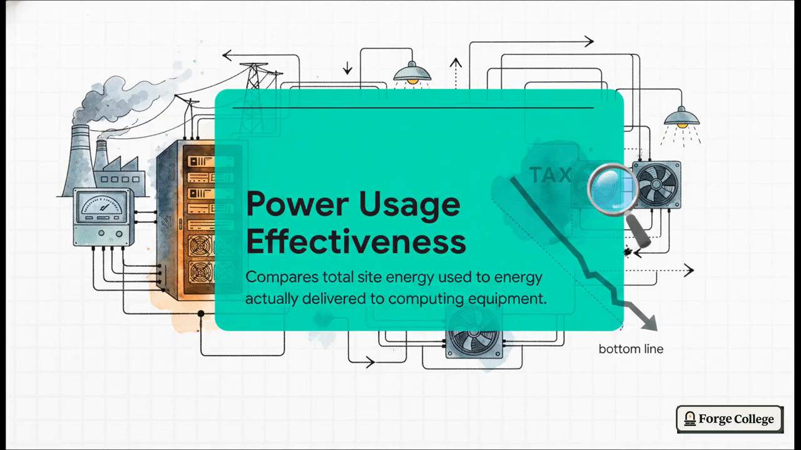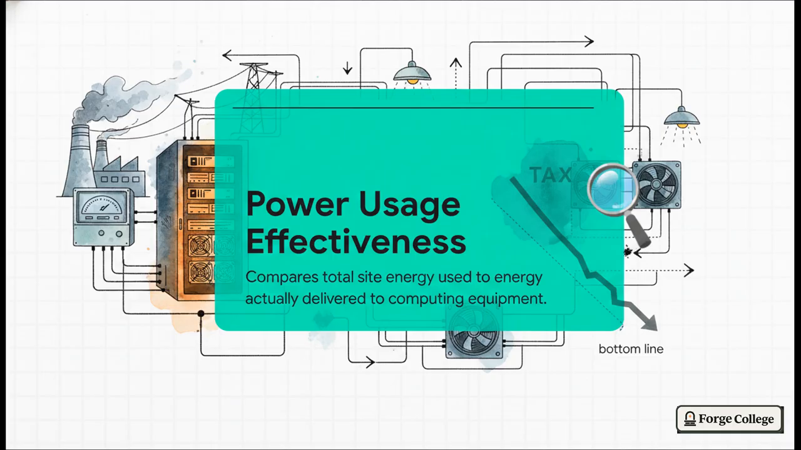But before we get to the chips themselves, we absolutely need to nail down a crucial metric, one that's going to haunt every single financial model you ever build. Power Usage Effectiveness, or PUE. PUE essentially compares the total energy your site pulls from the grid to the energy that actually makes it into your computing equipment. Think of it like a tax.